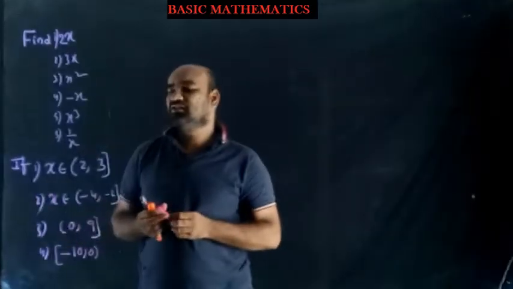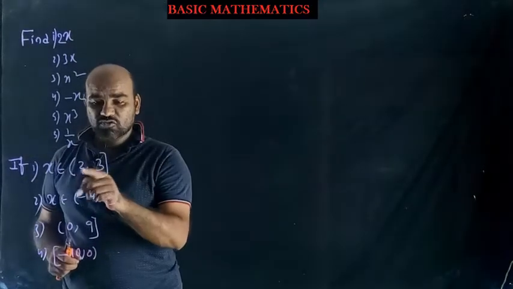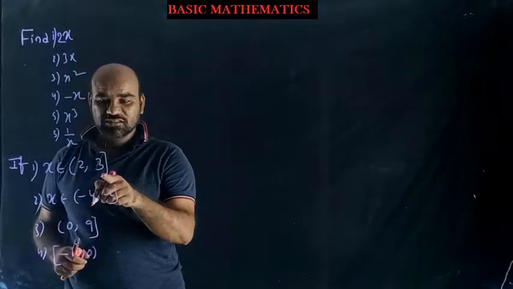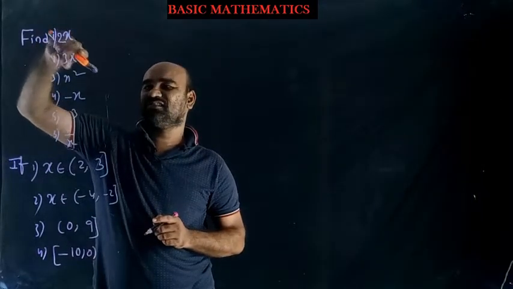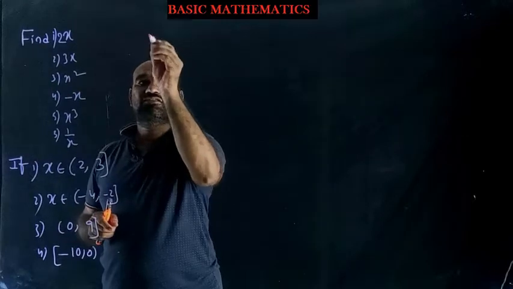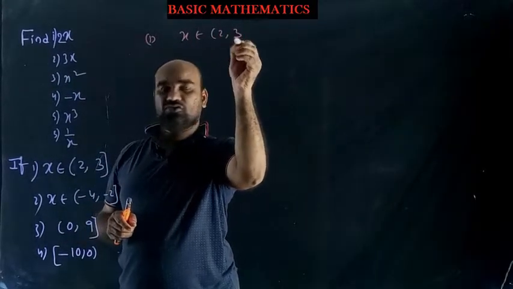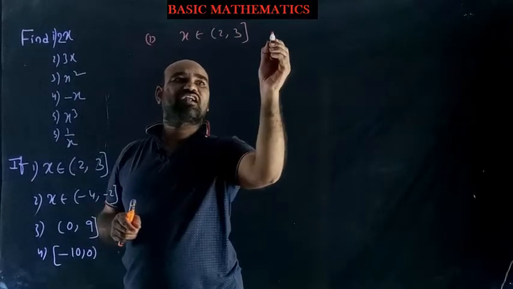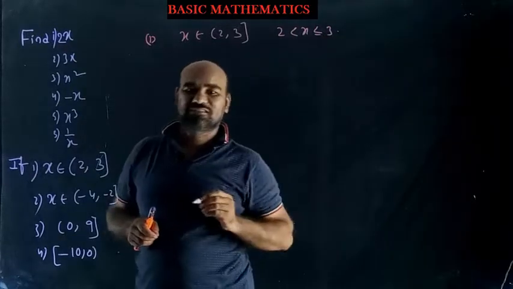Okay student, this example is important for us. If x belongs to open 2 to closed 3, then find the set containing 2x, 3x, x square, minus x, x cube, 1 by x. First one, what is given? X belongs to open 2 to closed 3. Or in other words, you can write this as 2 lesser than x lesser than or equal to 3.